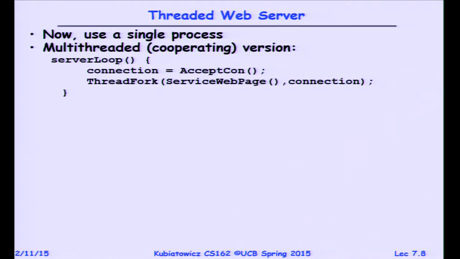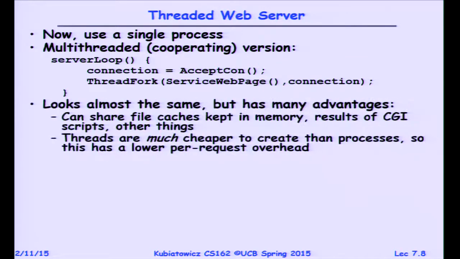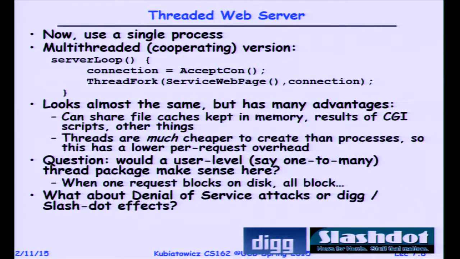Okay, and so here's the threaded version, which is we accept a connection, we fork something else off. Now the advantage here is we've gone to the lower overhead thread model. We've lost a bit of our protection, but let's ignore that for a moment because it's all within the same server. And this is lower overhead and seems kind of less wasteful. And this looks almost the same, many advantages.